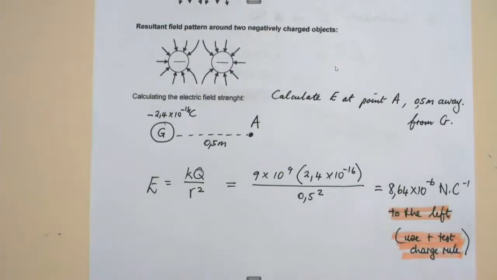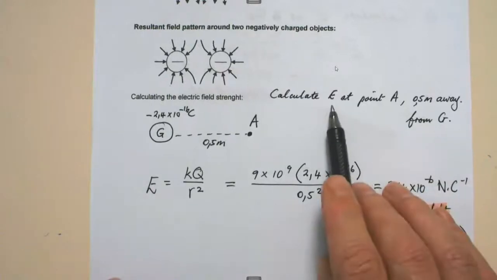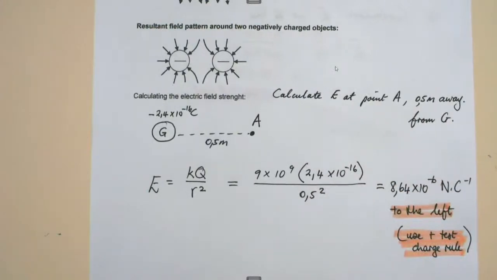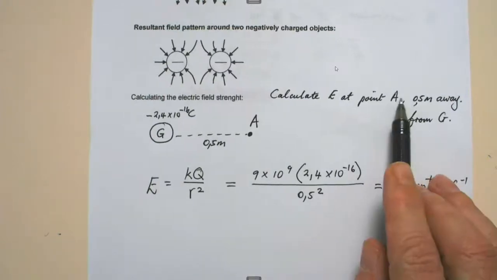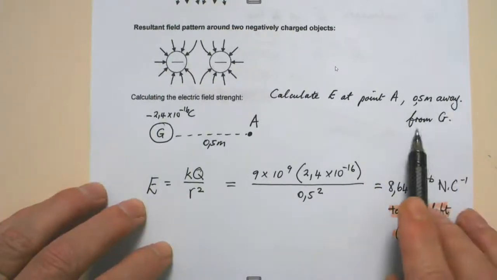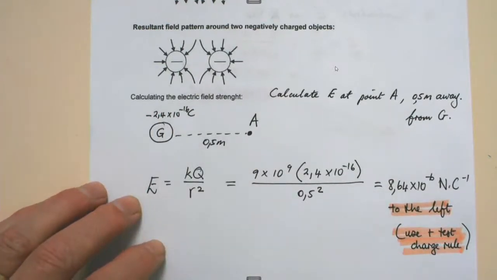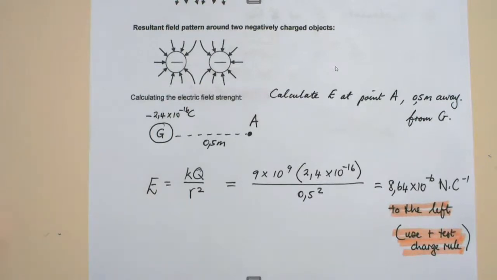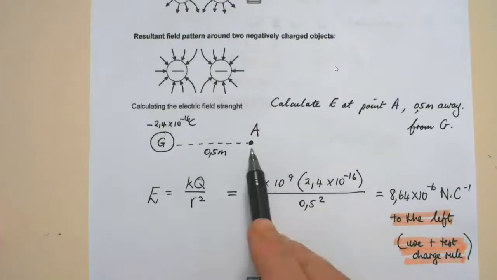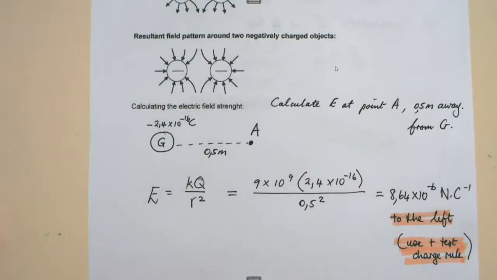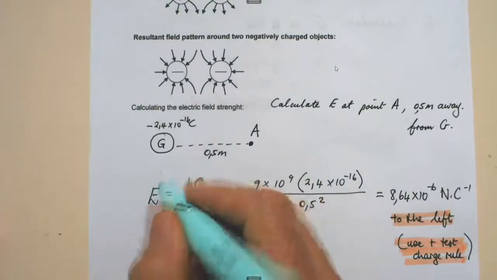All right, now we want to calculate the electrical field strength. So we want to calculate E, that is the symbol we use for field strength. And I said at a point A, 0.5 meters away from this charge. And I gave you that charge, the Coulomb charge there, negative 2.4. So I want to know what is the electrical field strength at point A when it is 0.5 meters away.